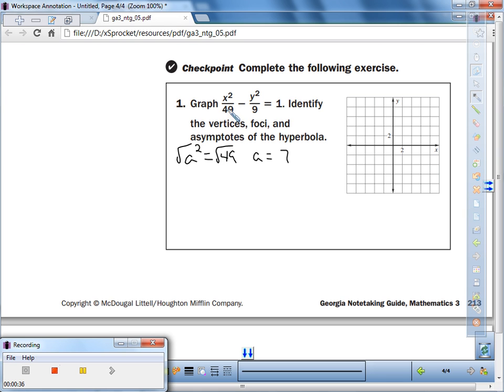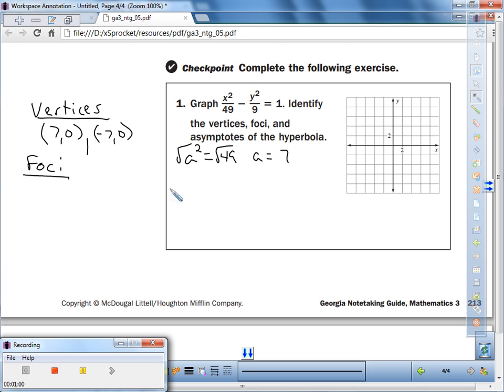Now it's underneath the x, so our vertices are going to be 7, 0 and negative 7, 0. Okay, now we'll go ahead and come up with the foci as well.